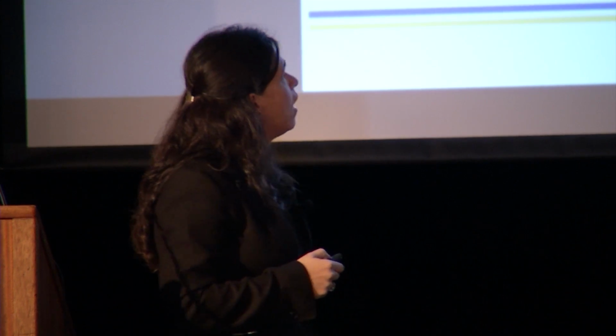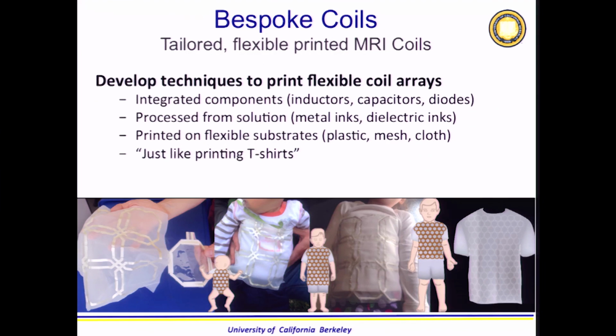So what are we doing? Our project is called Bespoke Coils, and we are funded by NIH to do this. Our idea is: if I can print these RF coils on flexible substrates, why not print on clothes? And why not have a design that fits t-shirt sizes? Because we all know our t-shirt size. When I go to the hospital, I say my t-shirt size is small, they give it to me, and I know it's going to fit my body.